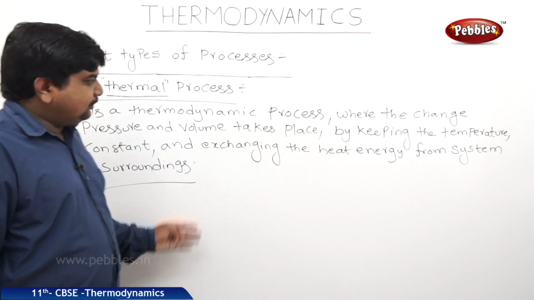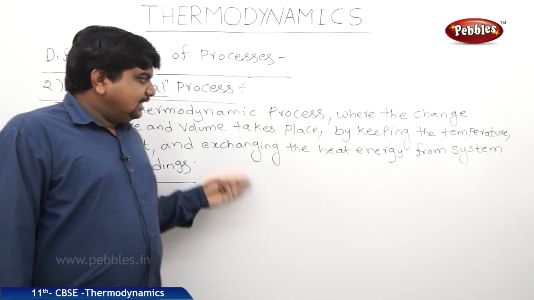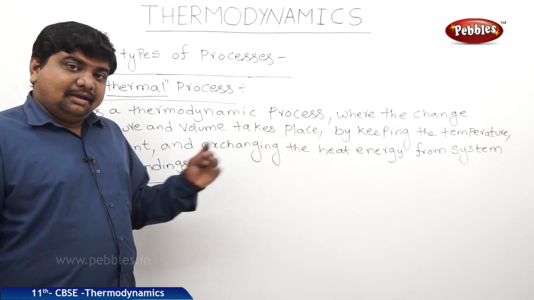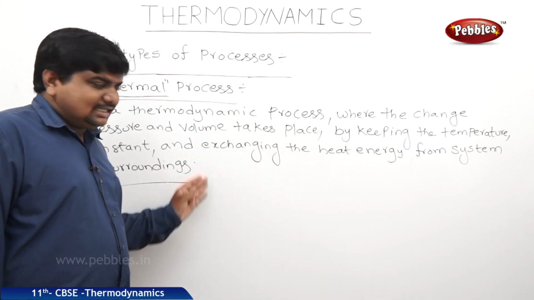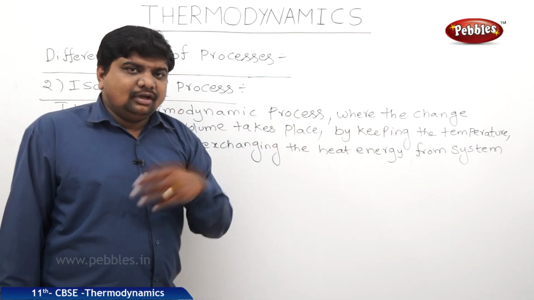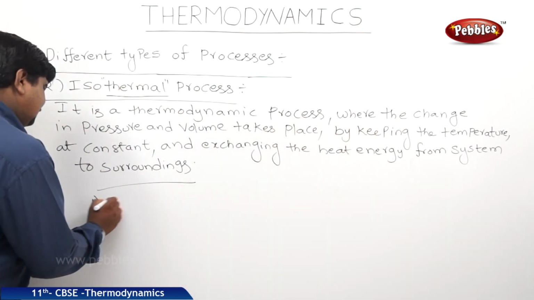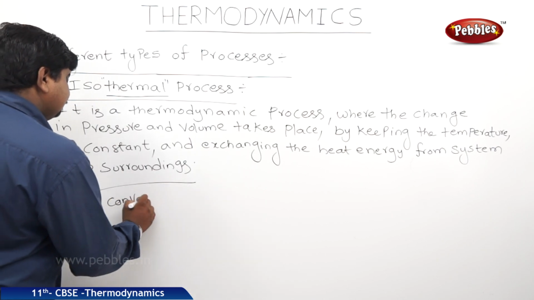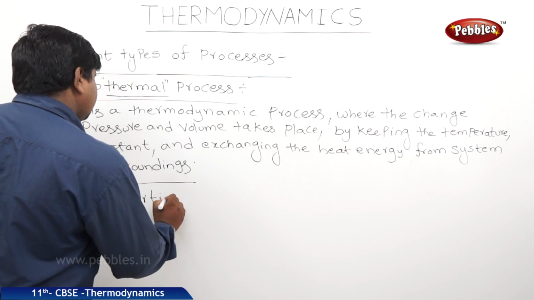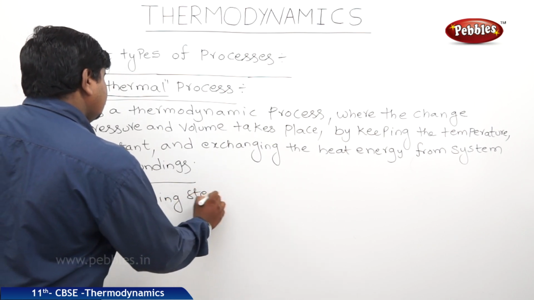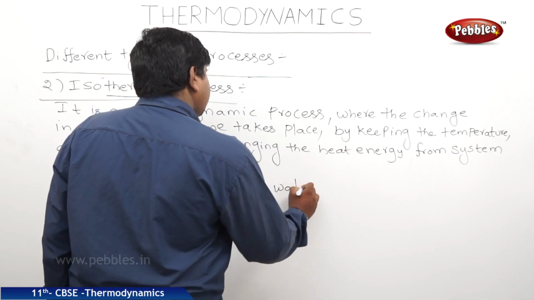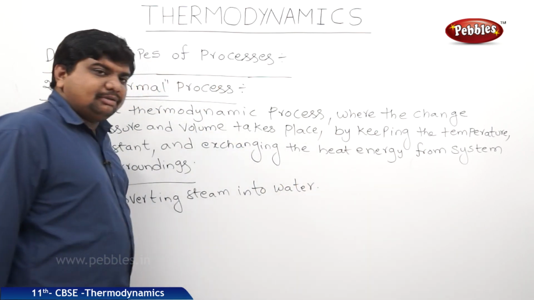Means if you take any substance, there is a change in pressure and volume, but its temperature is remaining constant, but still that body is able to exchange the heat energy to the surroundings. What are the examples for this? Converting steam into water. This is one of the examples for the isothermal process.